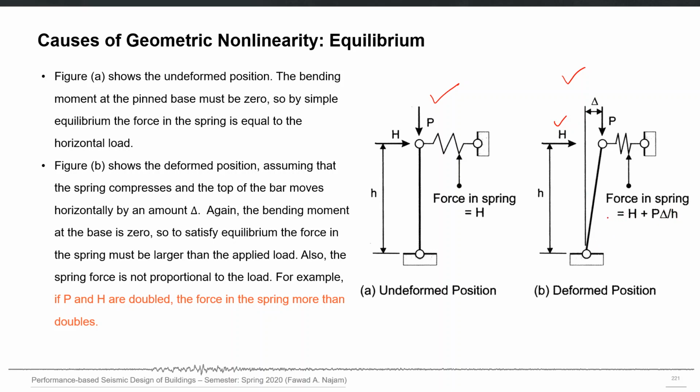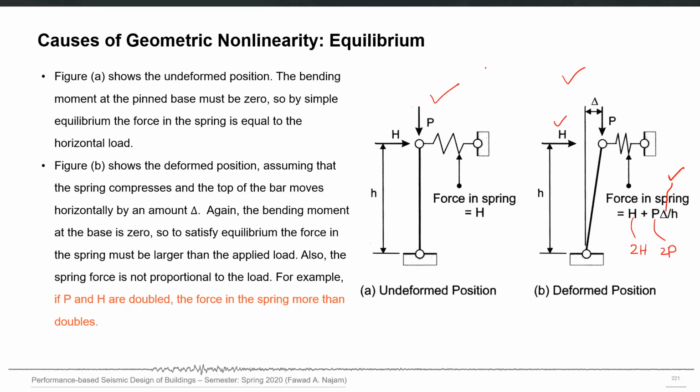Now if you double the horizontal force H and double the P, the force in the spring will not be doubled. If you replace this H with 2H and this P with 2P, the new force in the spring will not be just 2 times the original force, because this delta also will increase. By doubling this capital H, we are also increasing this capital delta. So the relationship between the force in the spring and the applied forces will not be simply linear. Doubling the forces will not increase the force in the spring by 2 times.